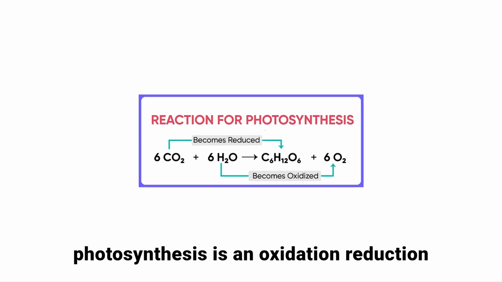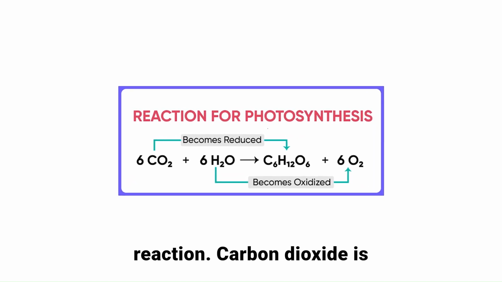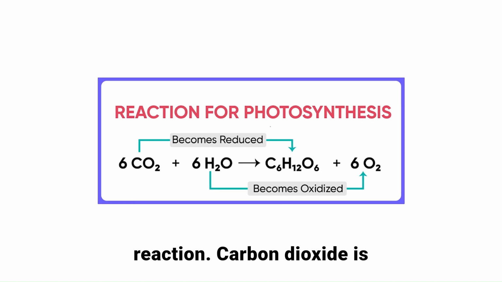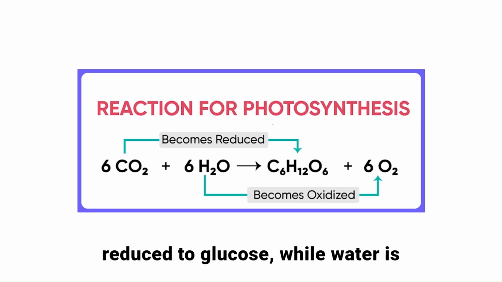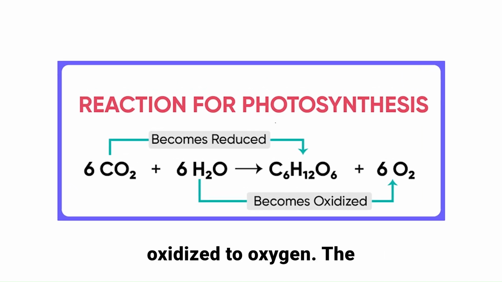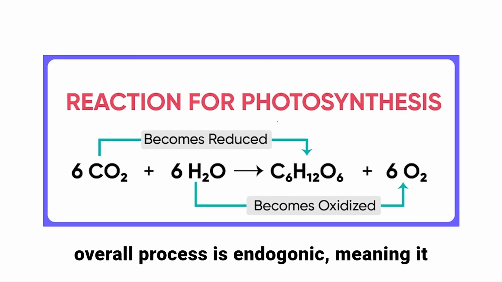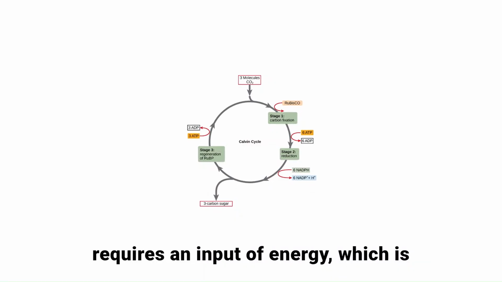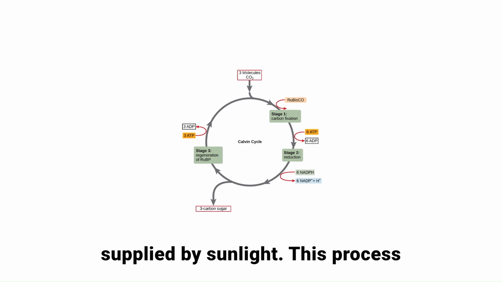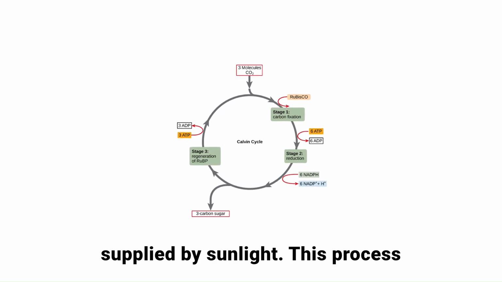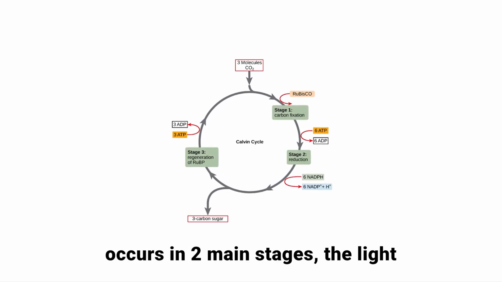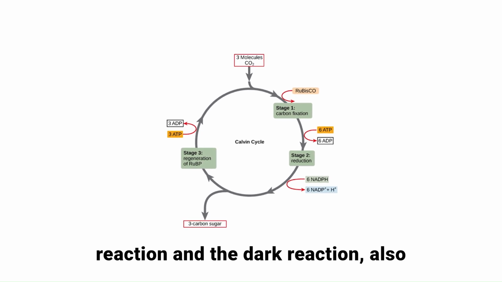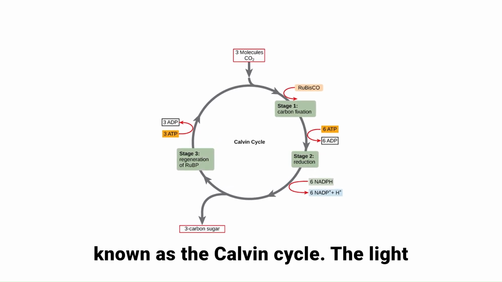At its core, photosynthesis is an oxidation-reduction reaction. Carbon dioxide is reduced to glucose, while water is oxidized to oxygen. The overall process is endergonic, meaning it requires an input of energy, which is supplied by sunlight. This process occurs in two main stages, the light reaction and the dark reaction, also known as the Calvin cycle.